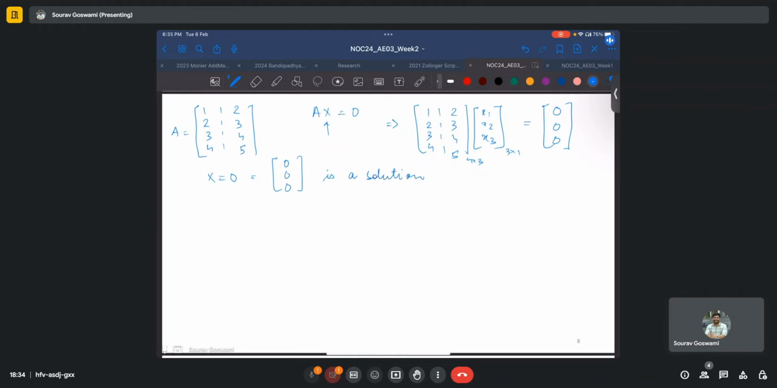But is there any other? Can we think of one more? Remember how we looked at matrix multiplication as multiplying each of these elements once and combining the columns from matrix A. So you will find that even x1, x2, x3 equal to 1, 1, minus 1 works. I add the first two columns and subtract the third, and I'll end up with 0. Or any other such combination which produces the same result.